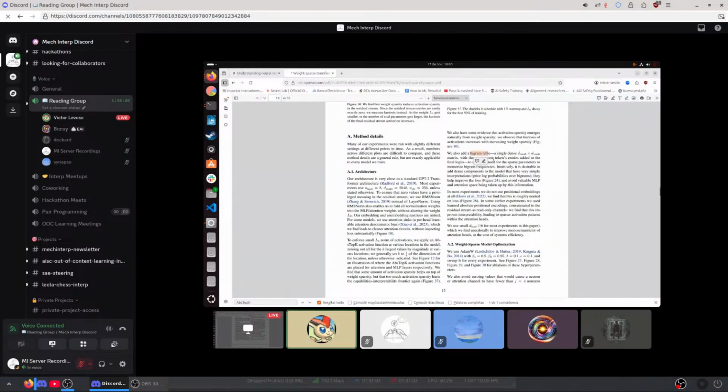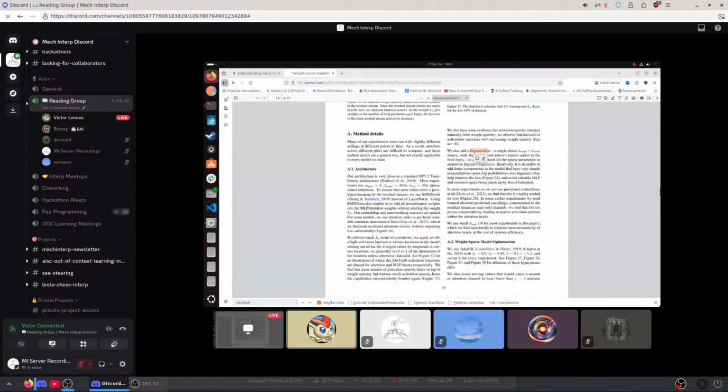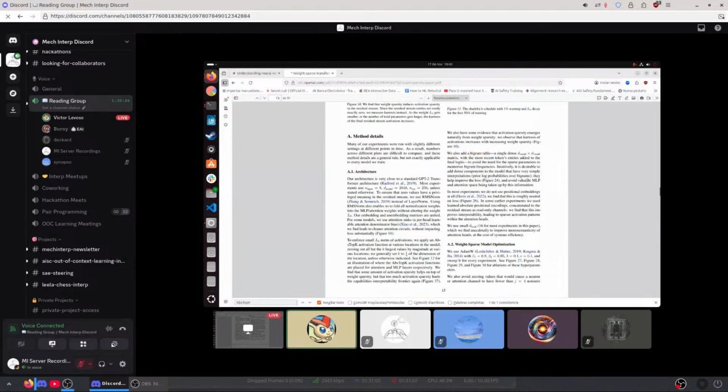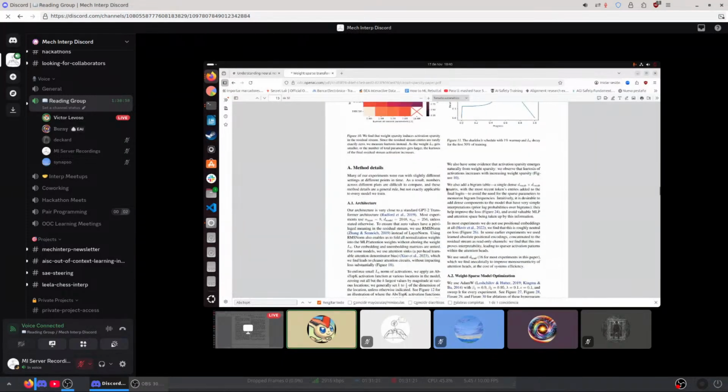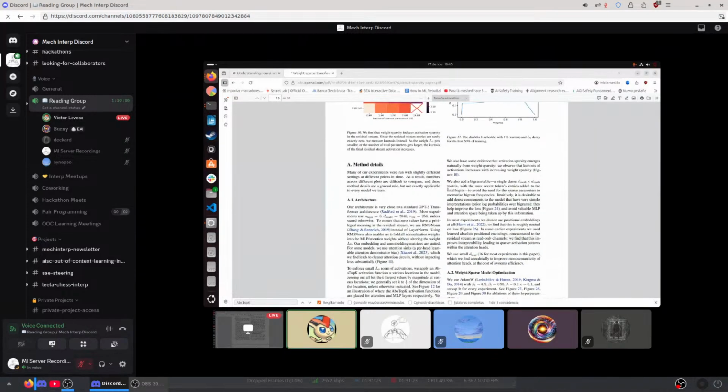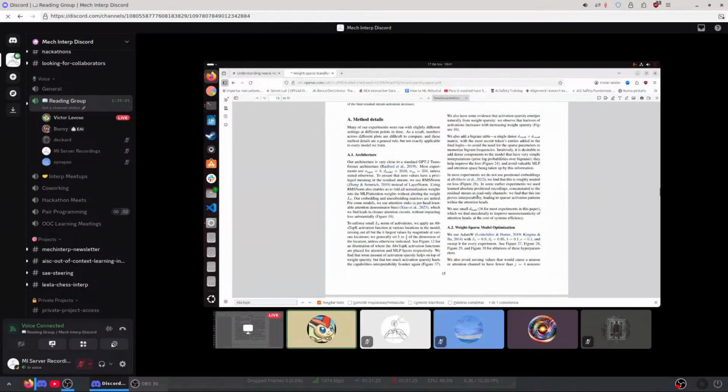Anyway, I am liking it, and I feel like this is one of the days in the reading group since the Anthropic paper that we have spent more time actually discussing the paper instead of just reading it. Part of it is because we don't understand it and we kind of need to figure it out together.